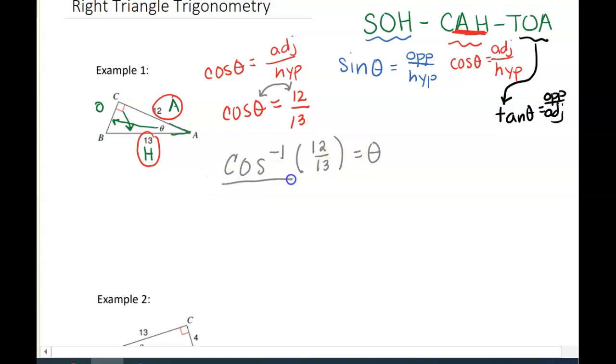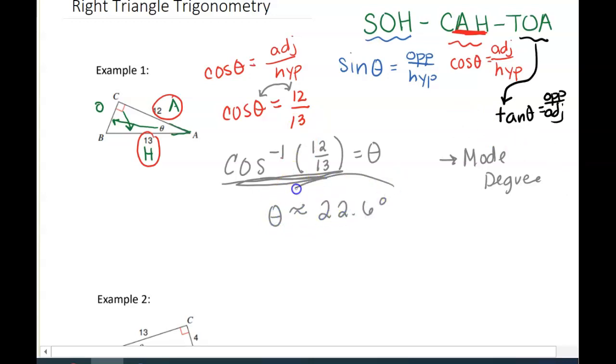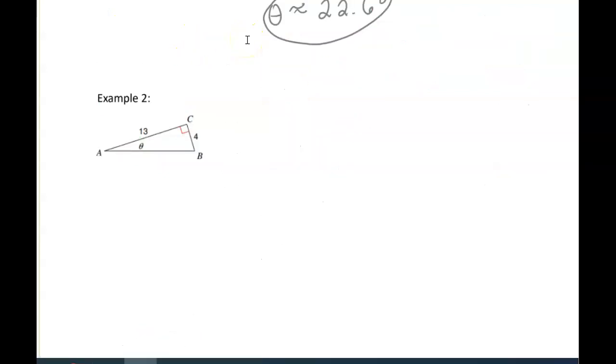Now, before you put this into your calculator, make sure your mode is in degrees and not radians. So if it is cosine inverse of 12 over 13, you should get that theta is about 22.6 degrees. If you got something different when you put this in, chances are you're in radian mode, so you need to change that to degree mode. Please ask if you need help. All right, so I want you to pause this video and try to do example 2 on your own and see what you get.